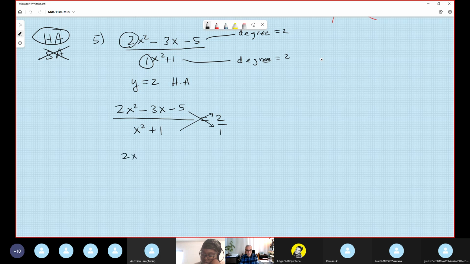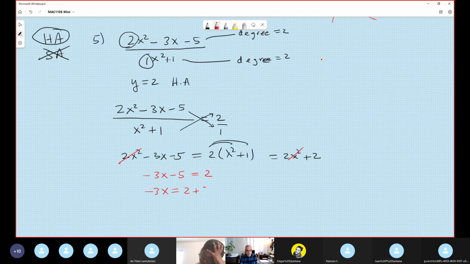This is 2x squared minus 3x minus 5 times 1 stays the same. And now we have here 2 parentheses, x squared plus 1. You distribute it now. It's 2x squared plus 2. Wow, nice. That part is canceled out. And only negative 3x minus 5 stays, equal to 2, so minus 3x is equal to 2 plus 5, which is 7, divided by minus 3, because my goal is to solve for x. The answer is x equal minus 7 over 3.